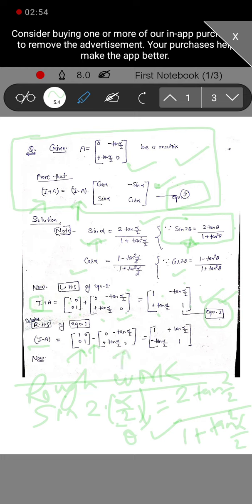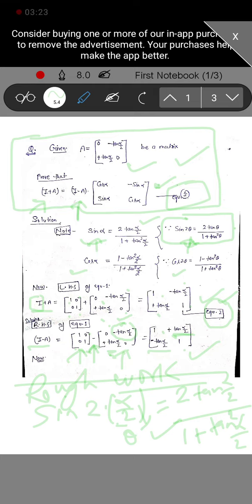When you subtract, 1 minus 0, we get 1 here. When you subtract minus tan alpha by 2 from 0, we get plus tan alpha by 2, because this minus gets multiplied with this minus, we get plus. Similarly, tan alpha by 2 is subtracted from 0, we get minus tan alpha by 2. Similarly, when we subtract 0 from 1, we get 1. So this is what we get here.